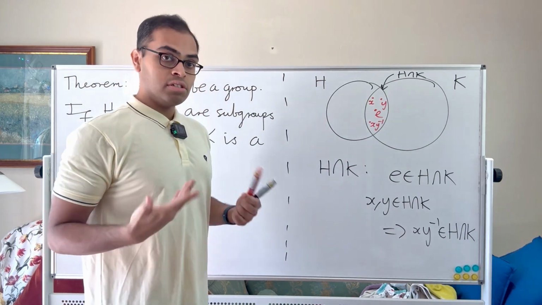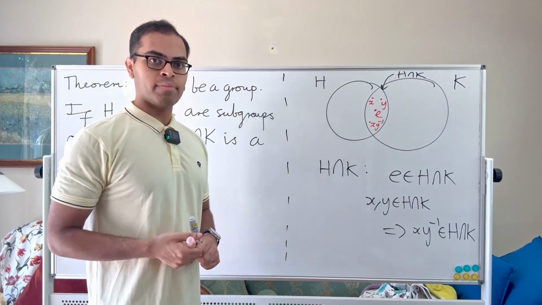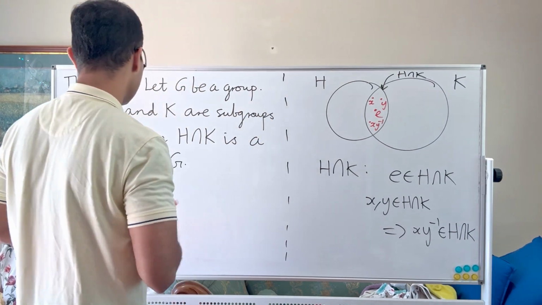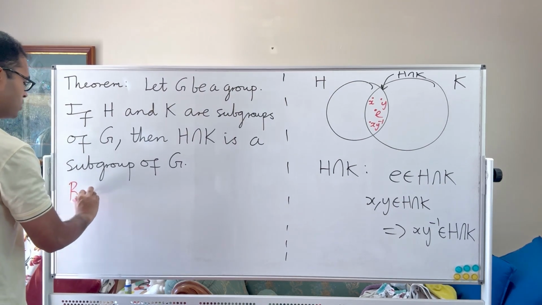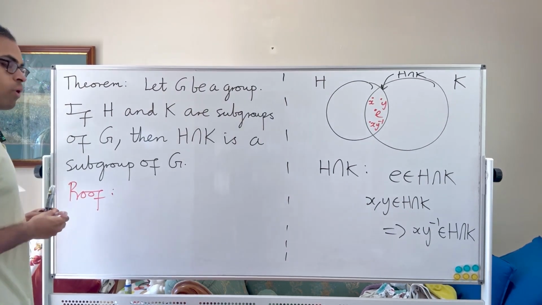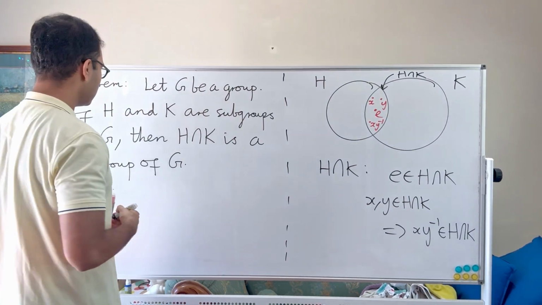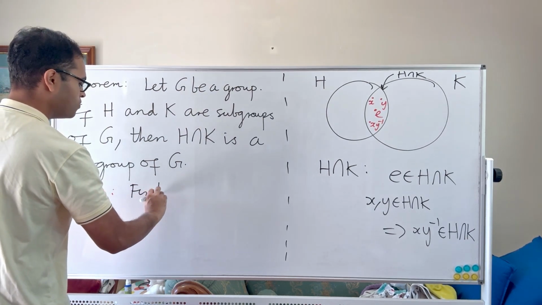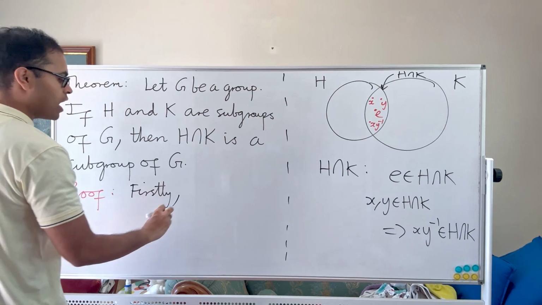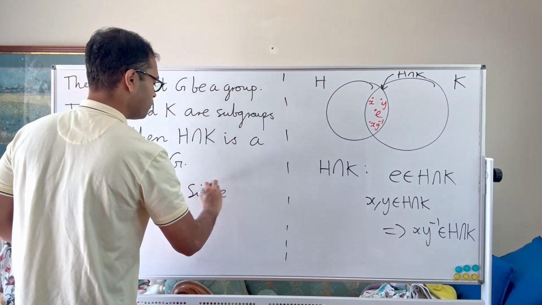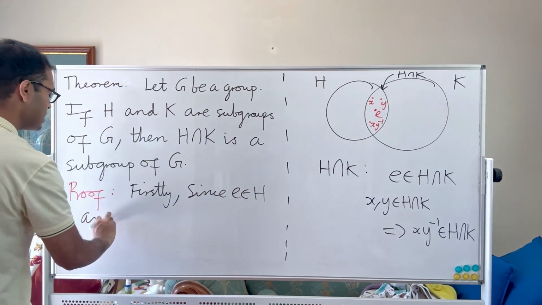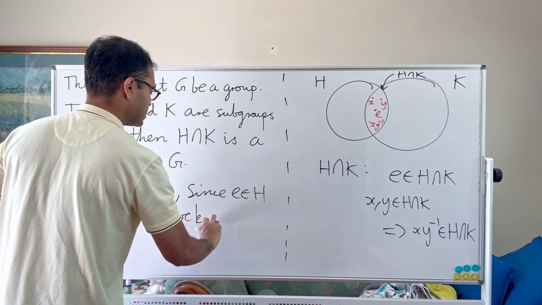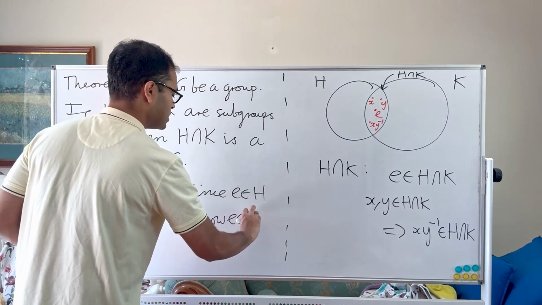Now I want to go through the process of writing rigorous math proofs. This is the intuition that I like to visualize. Sometimes the logical symbols can obscure the intuition. So that's the intuition. What is the logic? What are the actual symbols behind this? Well, I write the proof this way. Firstly, since e is in H and e is in K, because H and K are subgroups, we know that e is in H intersection K.